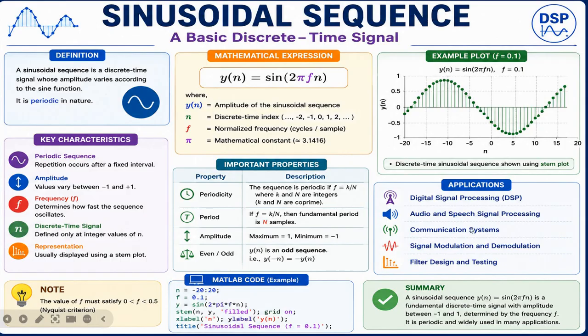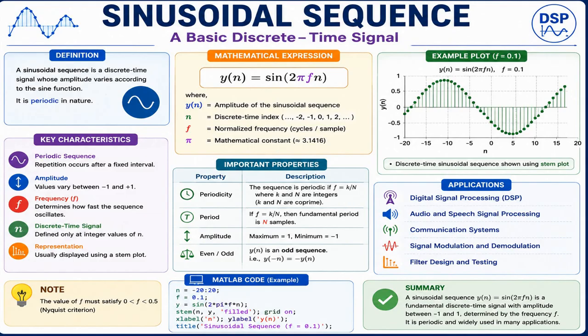Now comes the applications. So here DSP, that is digital signal processing, is used for analyzing the digital signals. Then audio and speech processing for representing the sound waves. Then communication systems for transmitting and receiving the information. Signal modulation and demodulation in wireless communication. Filter design and testing for evaluating the digital filters.